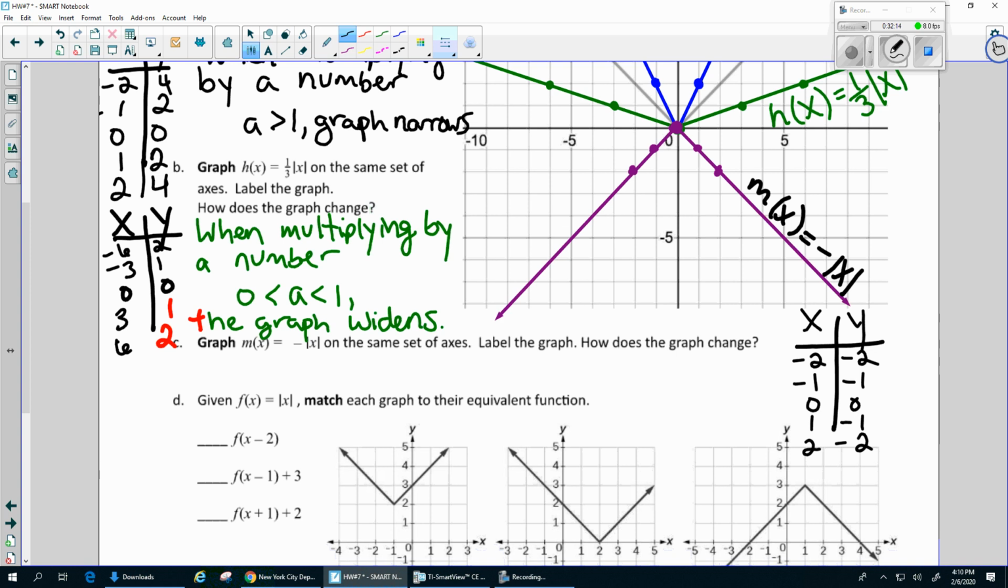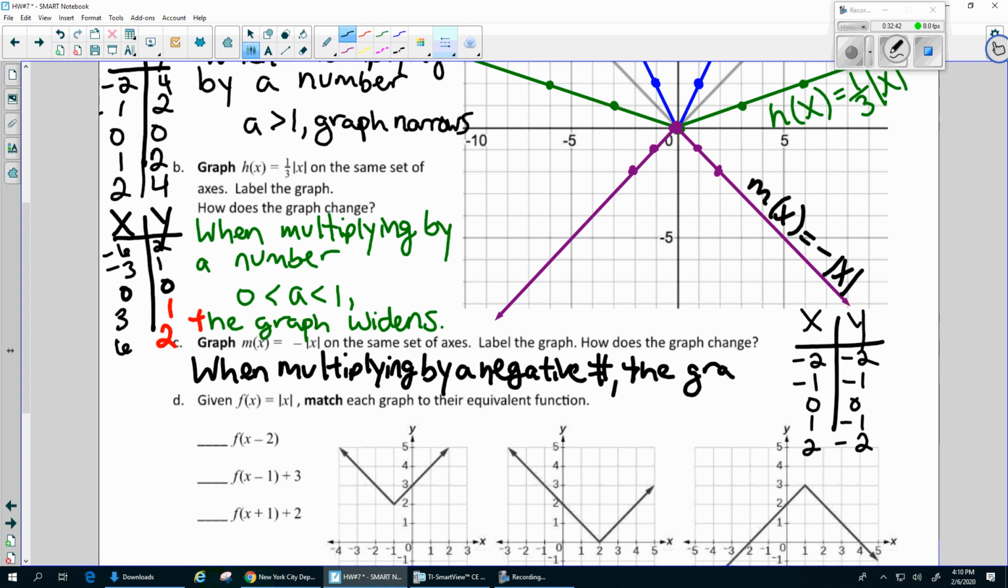So how does the graph change? Well, when multiplying by a negative number, the graph reflects over the x-axis.